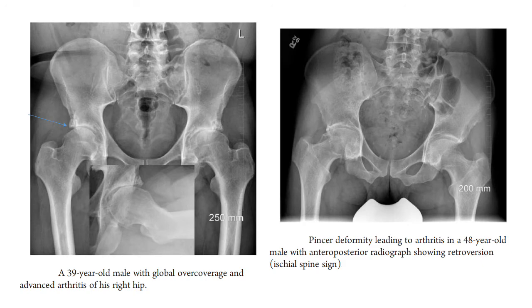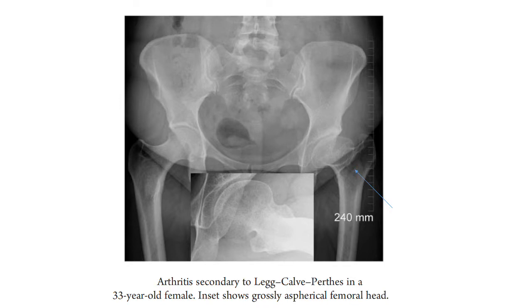And this is a pincer deformity on the left hand side and a more severe pincer deformity on the right. And this is a picture of childhood Perthes disease, many years down the line after childhood. Avascular necrosis of the femoral head has led to collapse and deformity and premature osteoarthritis.